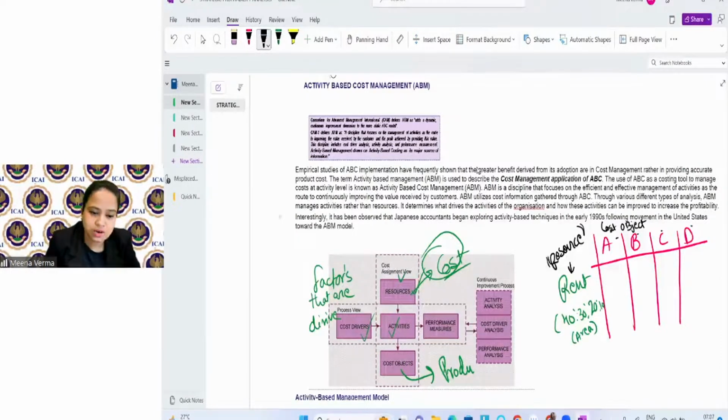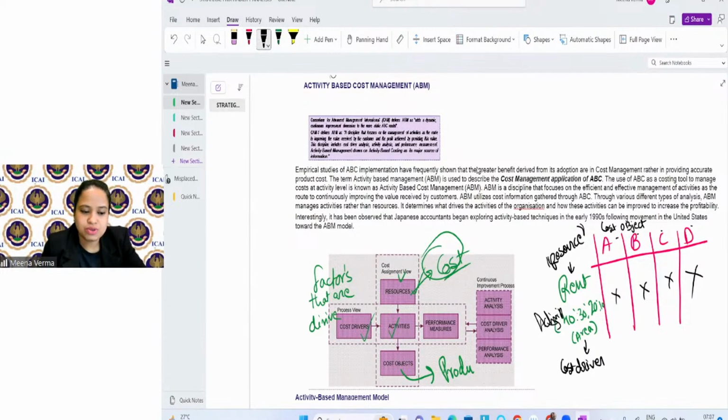Now you can see these are cost object. This is resource, and area is what? Cost driver. The factor which is driving the cost. If the area occupied by the product will change, the cost will change. So area is the cost driver. Then what do we have here? Activity. So the ratio which is coming here, you can call it as activity. So on the basis of this, you will allocate the cost to these products.